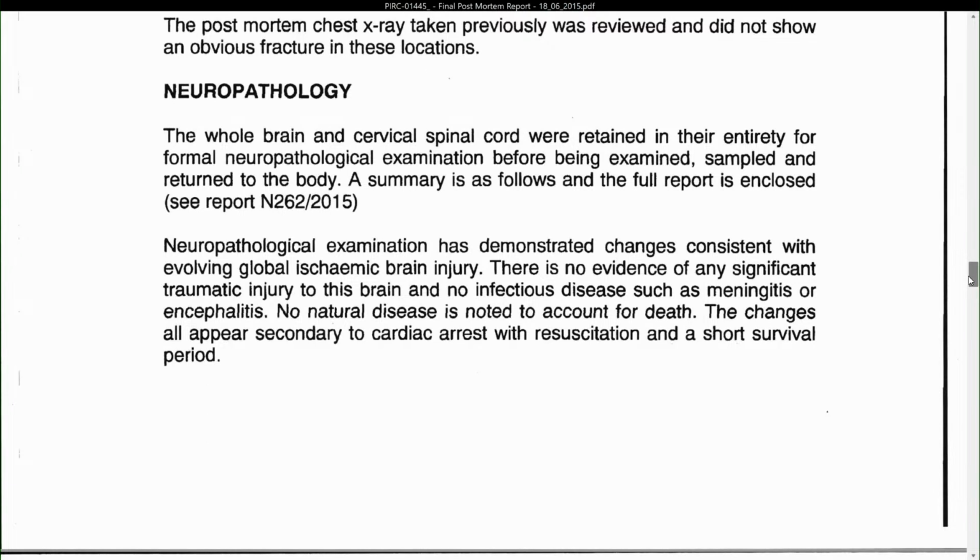And taking this short, we see neuropathological examination has demonstrated changes consistent with evolving global ischemic brain injury. There's no evidence of any significant traumatic injury to the brain and no infectious disease. No natural disease is noted to account for death. The changes all appear secondary to cardiac arrest with resuscitation and a short survival period. I wonder if you could explain that, because evolving global ischemic brain injury sounds dramatic to people who are listening.